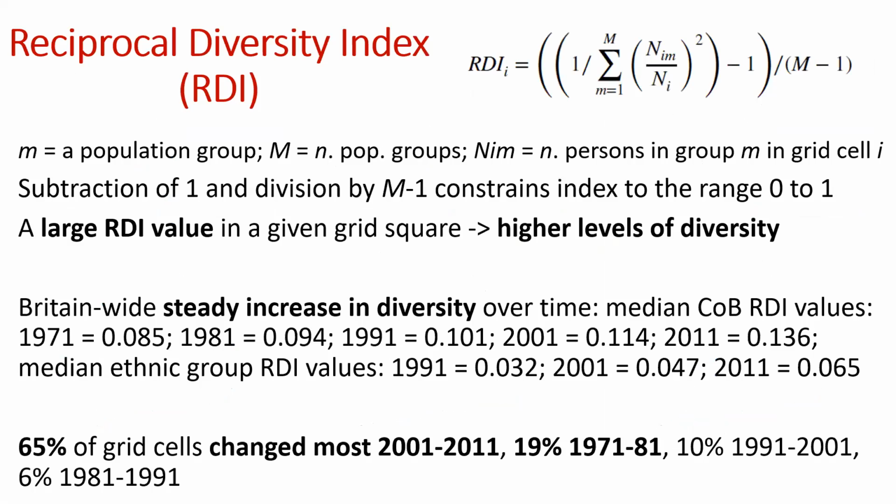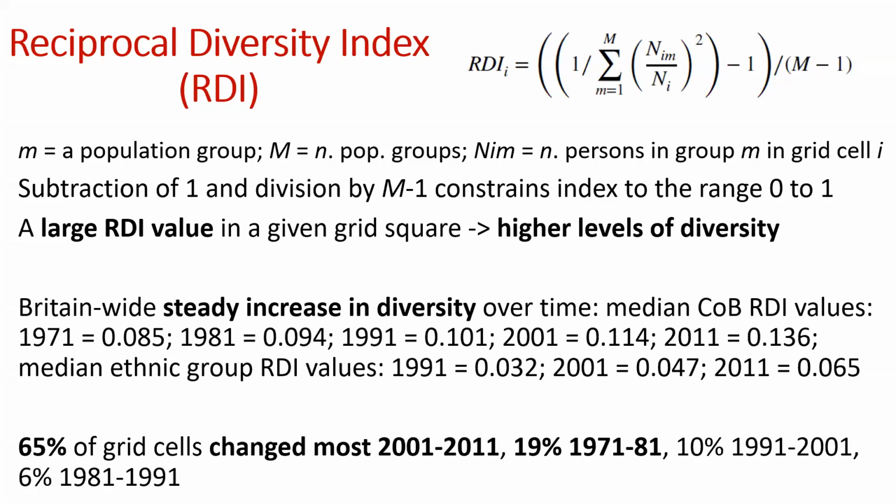So that is the story for just one country of birth group. But what we're interested in particular is diversity, so the multiplicity of groups. And to capture that, we're using a fairly simple, intuitive measure, which is the reciprocal diversity index. Some of you might be very familiar with this. It's an entropy measure that's very easy to calculate, but also very intuitive to interpret. Basically, it's constrained to range between 0 and 1, with a large RDI value in a given grid square indicating higher levels of ethnic diversity.